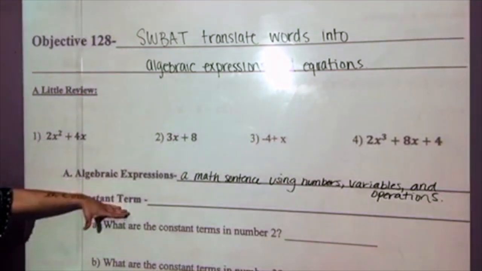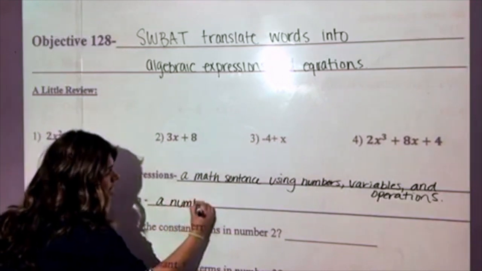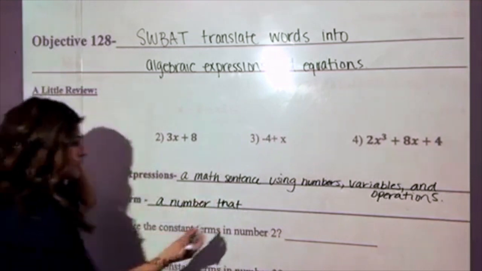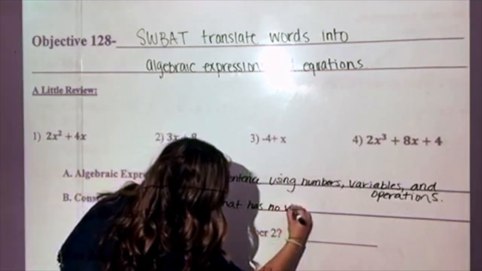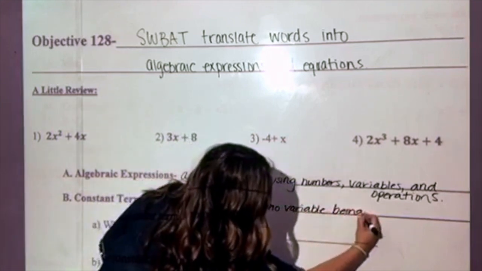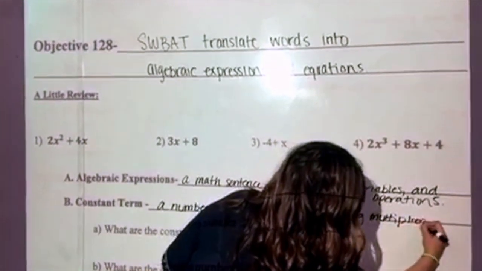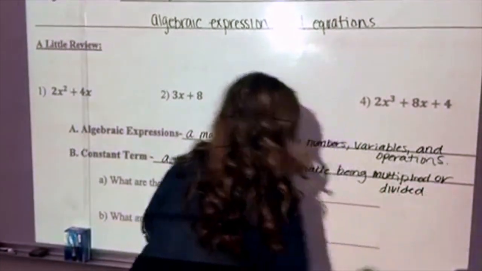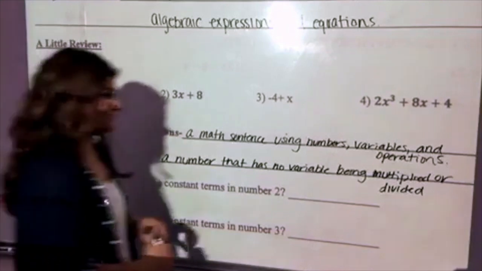Now, a constant term is a number that stands alone, meaning it has no variable being multiplied or divided with it.